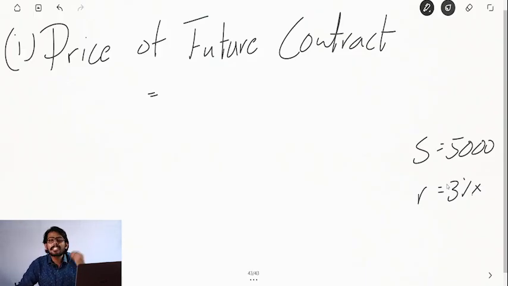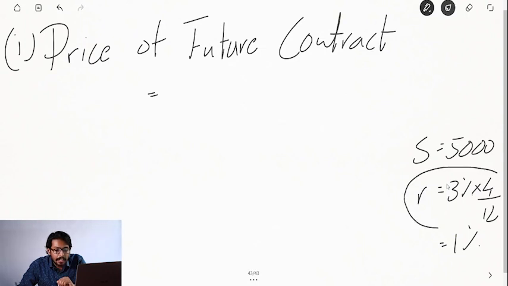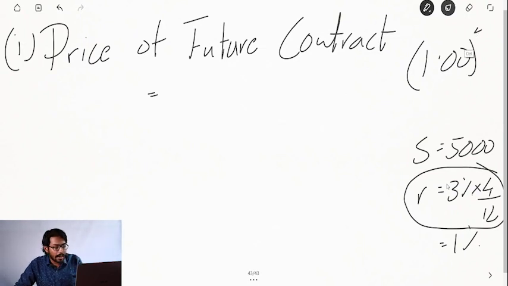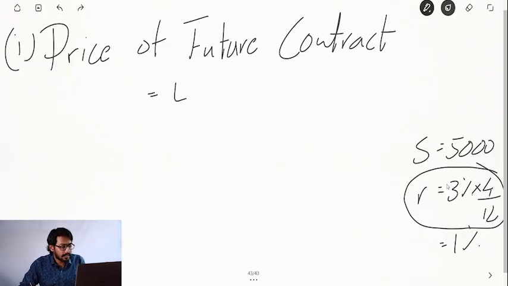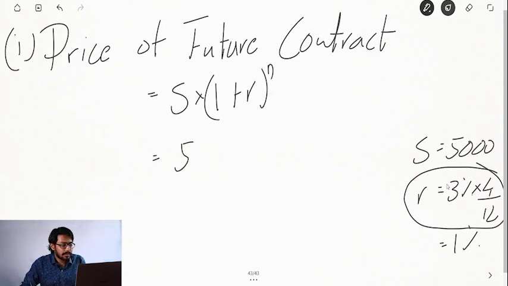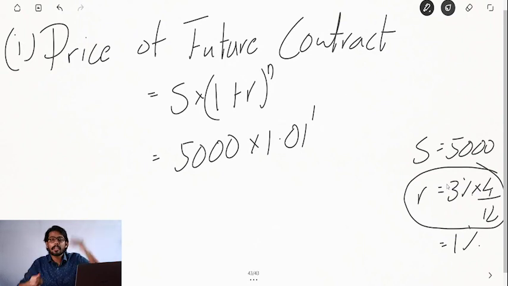So the rate is 3% per annum. For 4 months, multiply by 4 by 12, and you will get 1%. Why didn't we do 1 by 12 raised to 4? Because nowhere is it said compounding monthly. So we take 3% directly into 4 by 12, and raising to the power of 4 is not required. In the previous question, there was the word monthly rest. Now let's check it out. The spot price is 5000. The formula for the price of futures is S into (1 plus R) raised to N. So 5000 into 1.01 raised to 1, one period of 4 months, since we have already adjusted for that directly. So 5000 into 1.01.